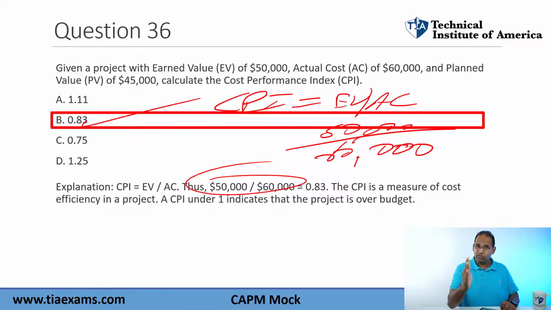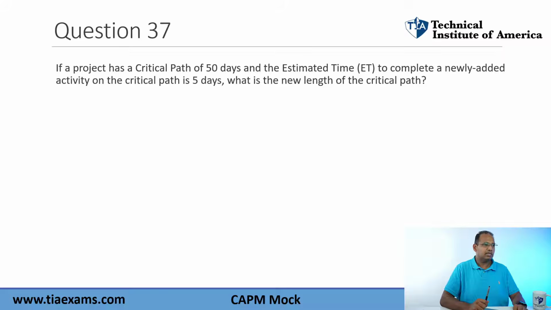Remember, at 1, you're on budget. Anything under 1, you're over as a percentage. So if you are 1.2, you're 20% under budget. If you're 0.9, you're 10% over budget. So 1 and over is good. Anything under 1 is bad. It says it right there: a CPI under 1 indicates the project is over budget. Hopefully you guys got that one.